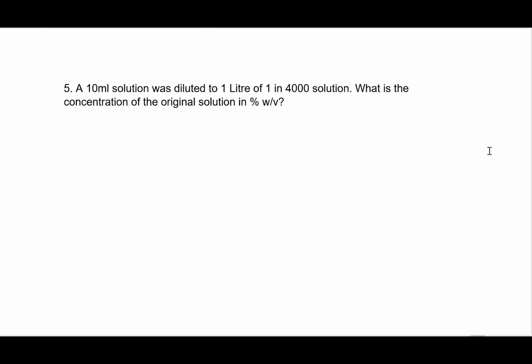Question number 5, we have a 10 ml solution was diluted to 1 liter of 1 in 4,000 solution. What is the concentration of the original solution? So we have been given the volume of the solution 10 mils, and we diluted it to 1 liter of 1 in 4,000 solution. And we're asked to find out what was the concentration of the original solution to start with. So again, it's a simple C1V1 = C2V2 question, but the units on the different sides are different. So let's get the units sorted out first.